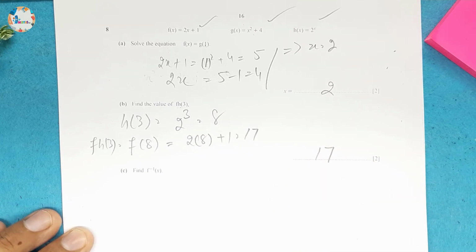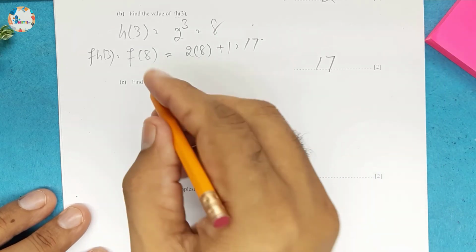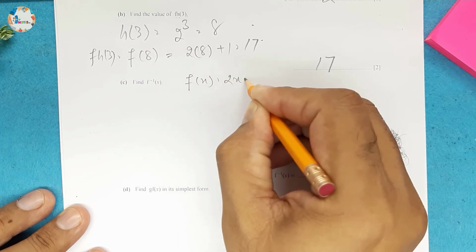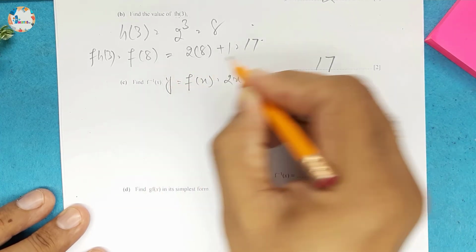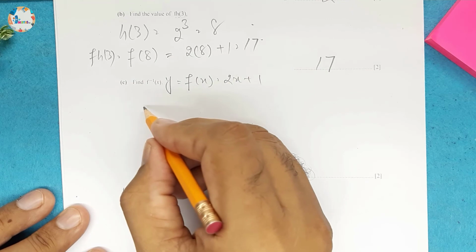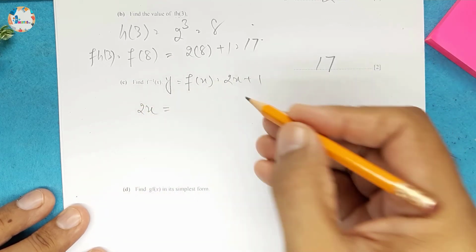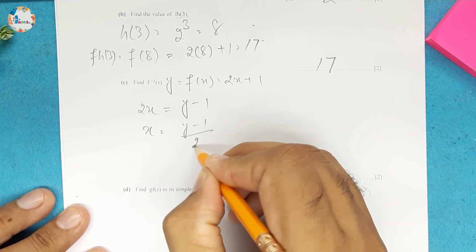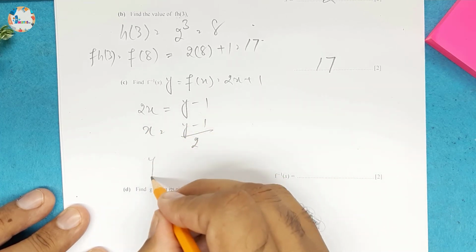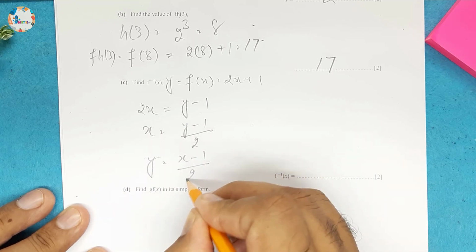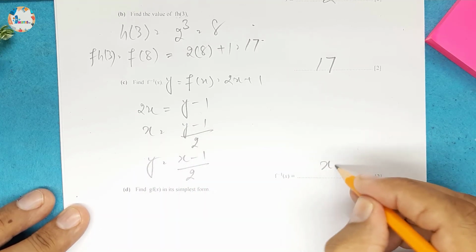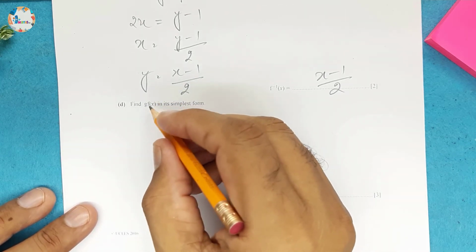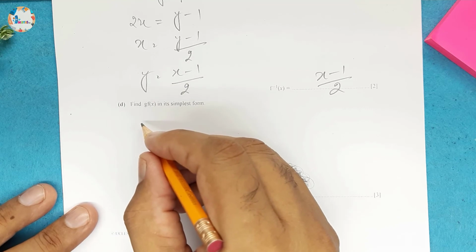Then we have to find f inverse of x. So f of x is given, which is 2x plus 1. So we can write this as y. So now we'll be making x the subject. So 2x is equal to y minus 1. So x will be equal to (y minus 1) over 2. Now we can swap x and y. So y is equal to (x minus 1) over 2. So (x minus 1) over 2 will be the final answer for this. Find g of f of x. So first we'll find f of x.